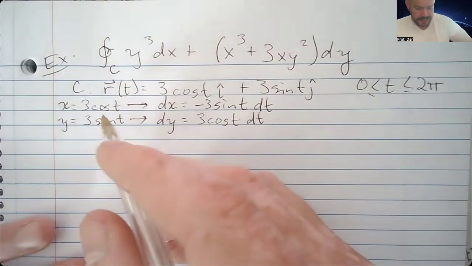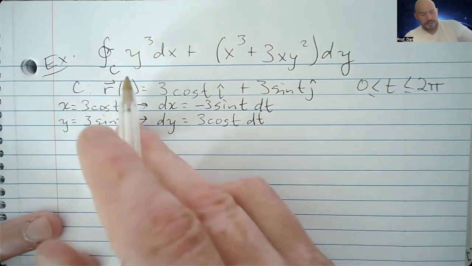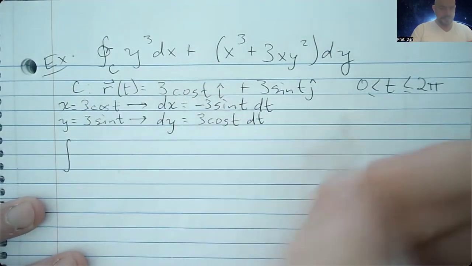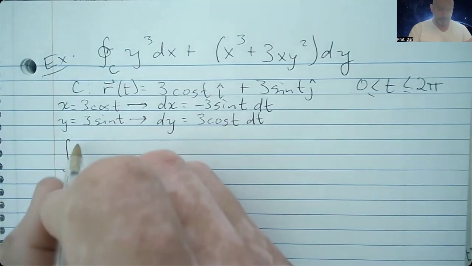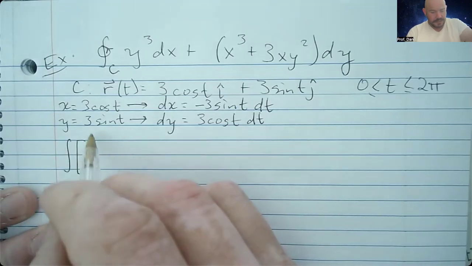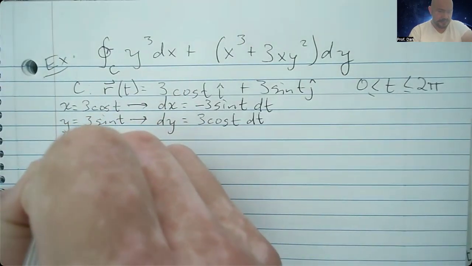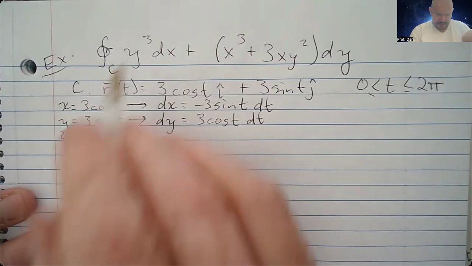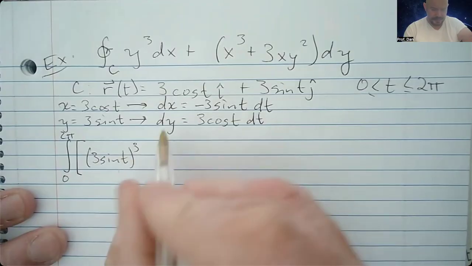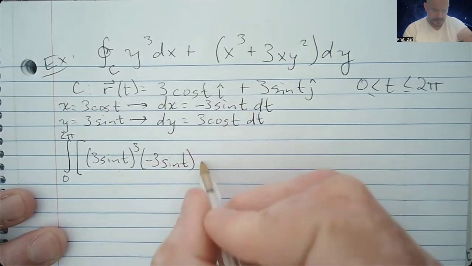So going back to this, we can use our parametric equations to replace the x's and the y's. So I'm going to put a big bracket around everything. I'm going to get the integral, in this case, from 0 to 2 pi of y cubed. So that's going to be 3 sine of t cubed dx. So multiply by -3 sine of t dt.